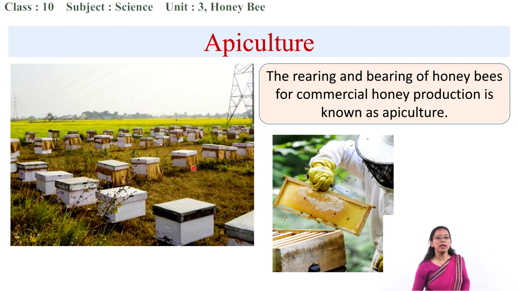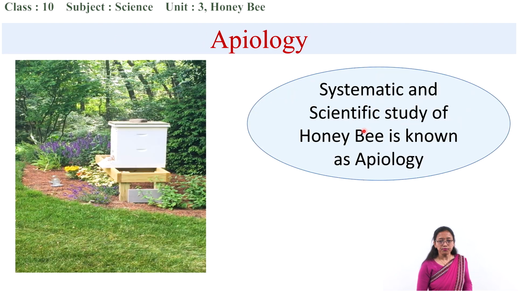Okay, here you can see there are so many modern beehives kept nearby the field where mustard plants are growing and flowering. There are so many hives kept here. That means it is just for commercial purpose. They are cultivating the honeybee for commercial purpose, producing honey, wax, royal jelly, etc. This process of cultivating honeybee for commercial purpose is called apiculture.